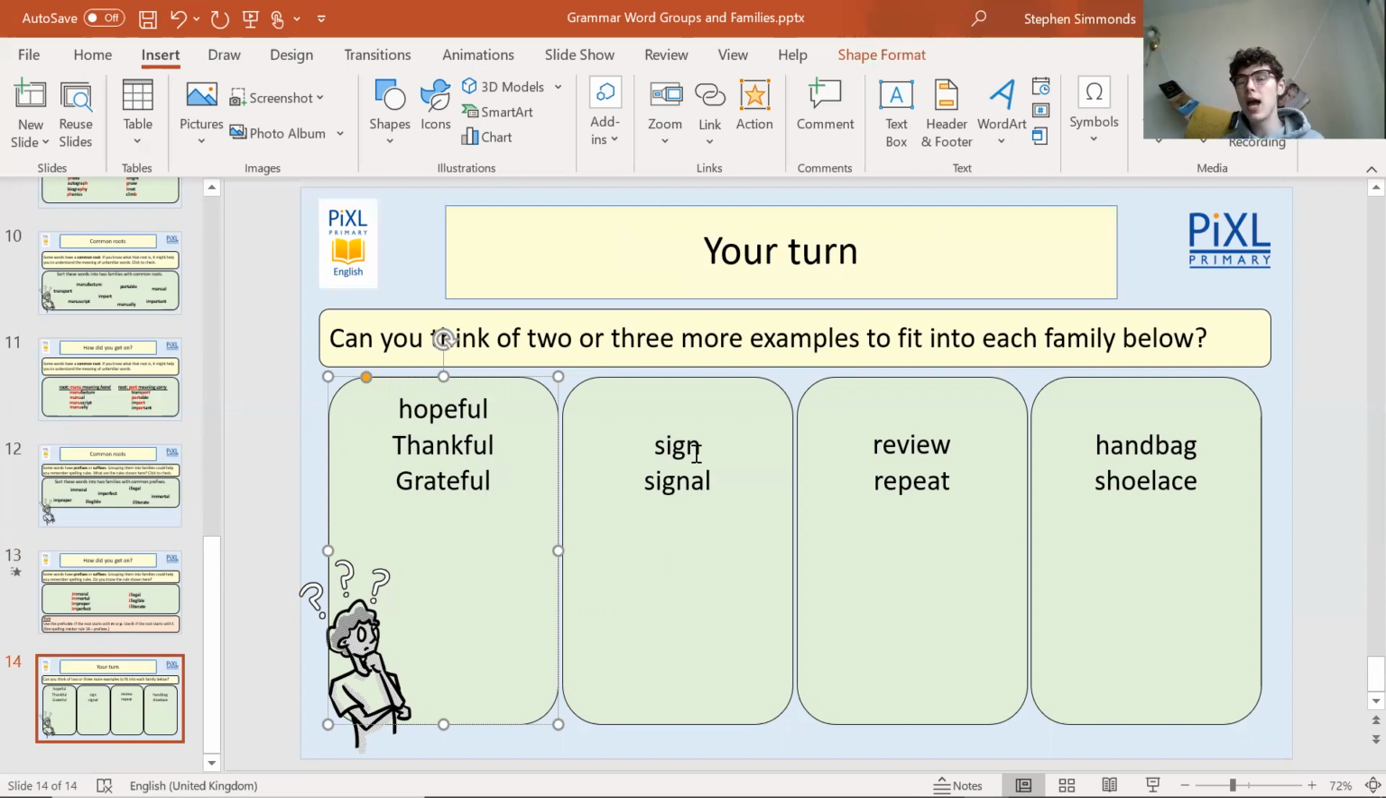Have a go at adding 2 or 3 more examples to fit into each family and then put that onto Teams. I look forward to seeing your answers. Well done, year 6.